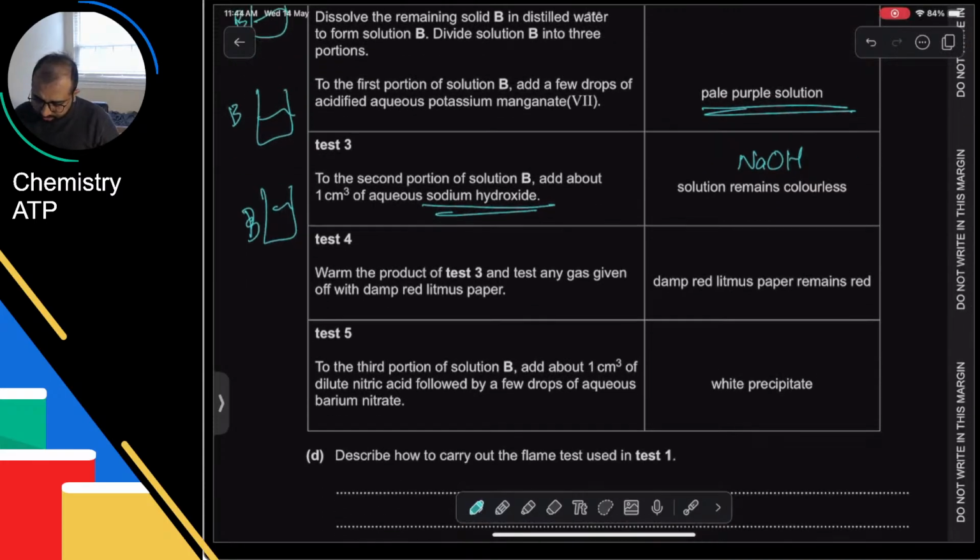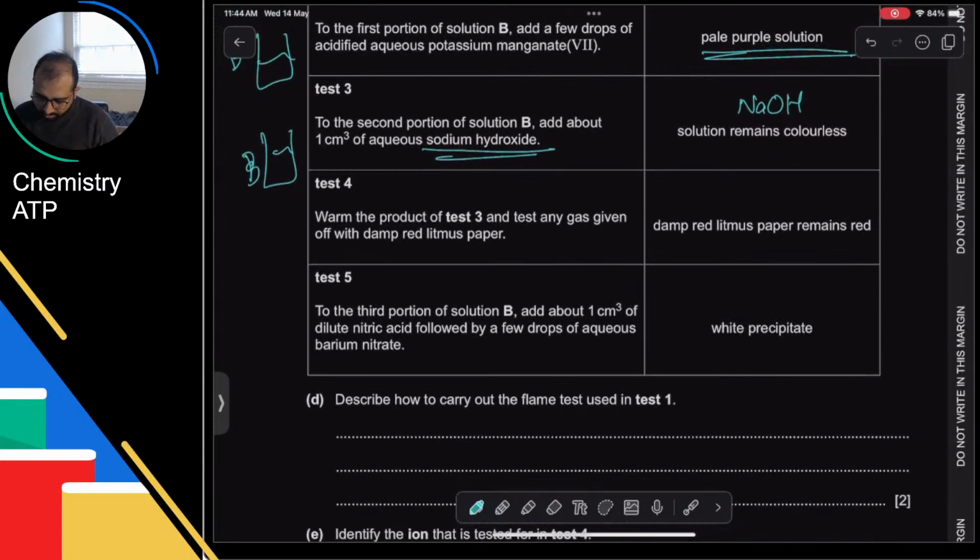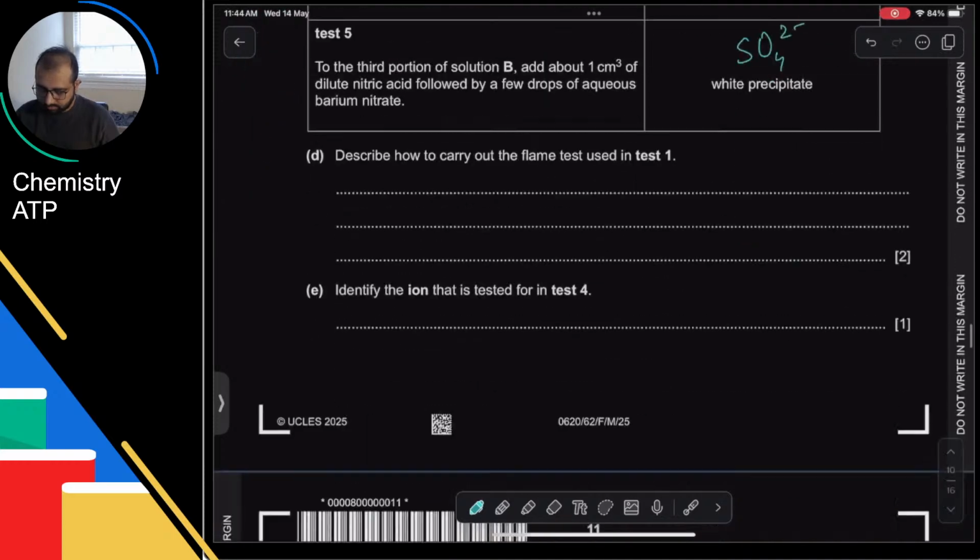To the third portion, I add about 1 cm cube of nitric acid followed by barium nitrate, white precipitate. That is sulfate ion, definitely. And so let's move on.